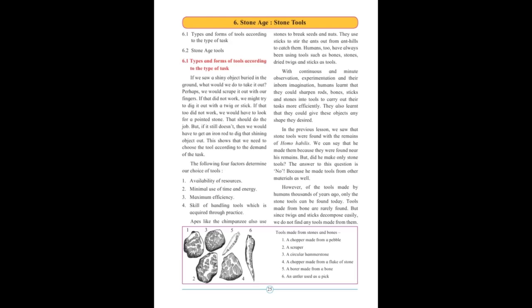So students, of the tools made by humans thousands of years ago, only the stone tools are found today. Why is it so? The tools made from bone are rarely found. But twigs and sticks get decomposed easily. That is why we do not find any tools made from them.